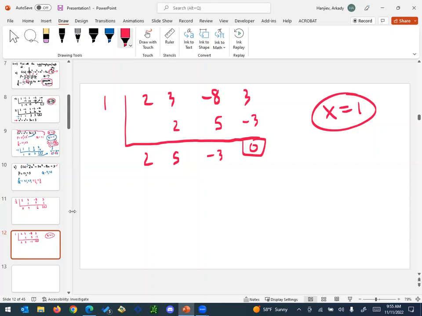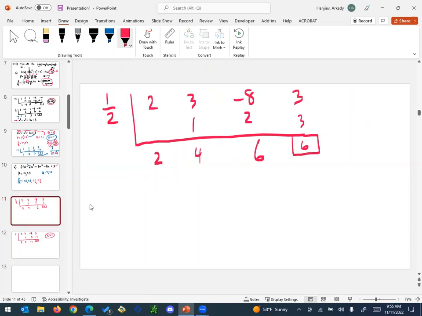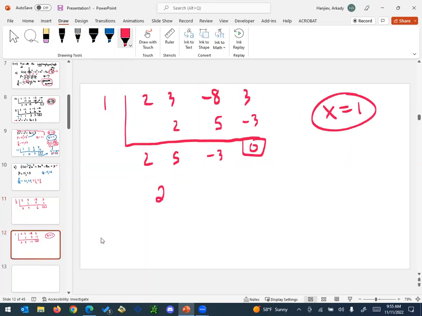We did it on the previous slide. Oh, no, it does not. It gave us a 6. So I'm gonna have myself 2x squared plus 5x minus 3. Tell me if you guys agree here. Is that the polynomial that's left over? Yeah.